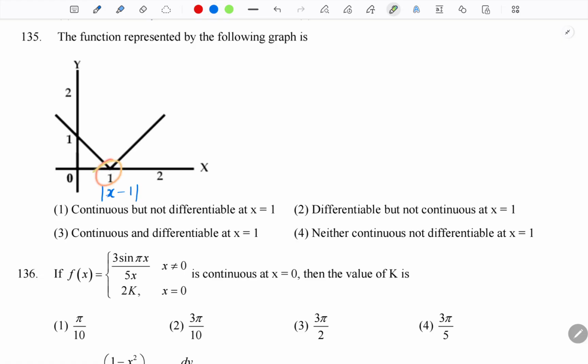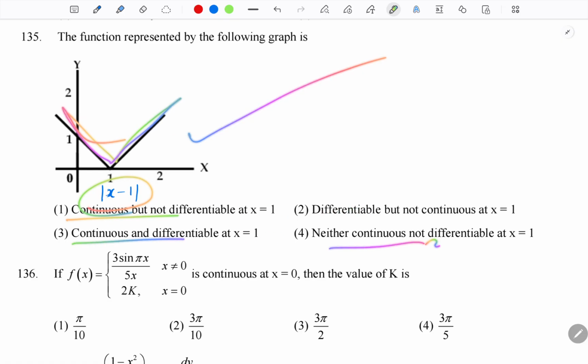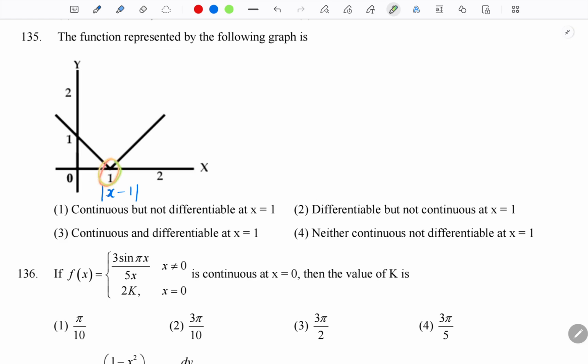Observe, students, every modulus function is always continuous. Observe where it is continuous. So option 2, neither continuous, is wrong. It's differentiable, no. Only option 1 and 3. Check it. And also the function is not differentiable at the sharp point. Keep in mind, students, at x equal to 1 the function is not differentiable. I will write that step.